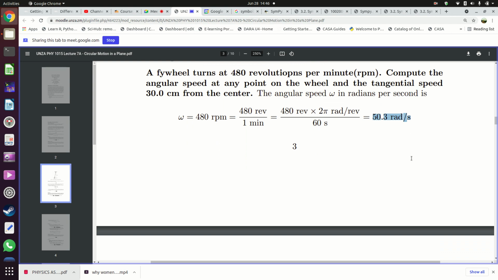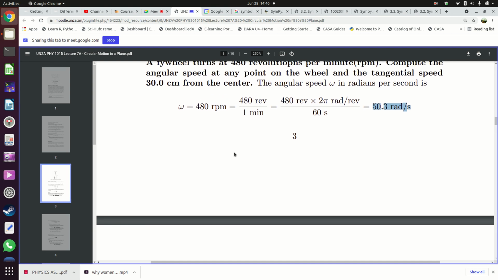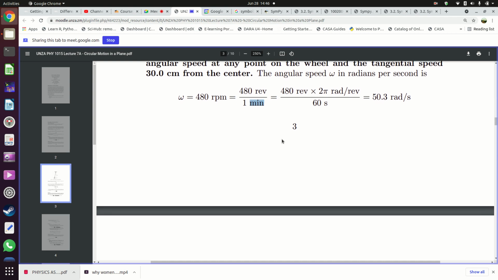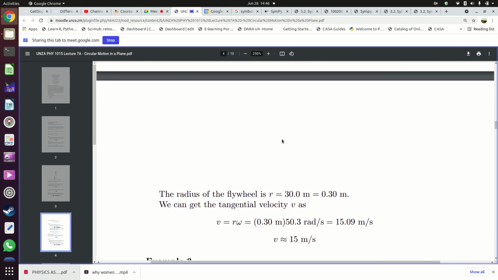Are we clear on how we have done this? Changing revolutions per minute to radians per second. Is it clear? So you need to be able to do this. You need to change this by using a conversion factor, change the revolutions into radians, change the minutes into seconds, then do some multiplication, and you should end up with 50.3. I think next time when I go through these notes, I need to do a better rewrite.